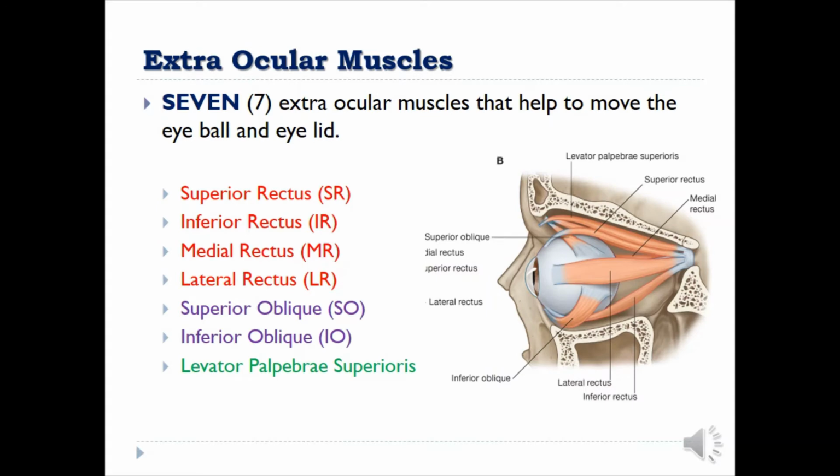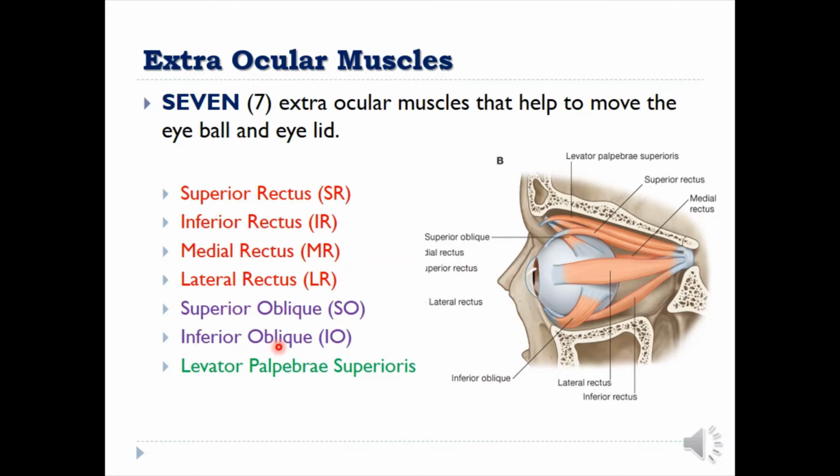We have seven extraocular muscles. We already know the names of those, right? Superior rectus muscle. We have the inferior rectus muscle, the muscle that is below the eyeball. Medial rectus, and this is the lateral rectus, which is the outside one. Medial rectus is here inside, running parallel to the medial wall, towards the nose. So superior, inferior, lateral and medial.